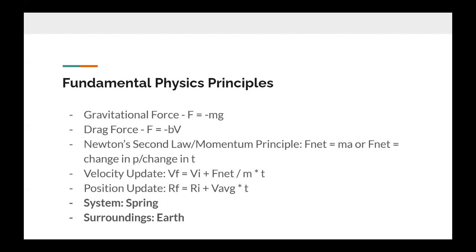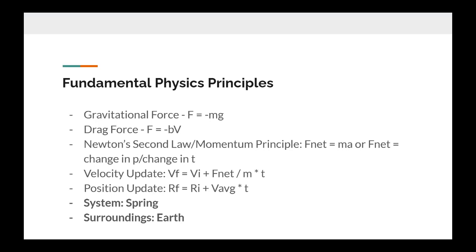All right, so some fundamental physics principles in this experiment. We've got the gravitational force, which is equal to negative mass times the gravity constant, which is negative 9.8. We've also got the drag force, which is equal to negative the drag constant times velocity. We've also got Newton's second law, also known as the momentum principle, which is the net force is equal to mass times acceleration, or the net force is equal to change in momentum divided by the change in time.